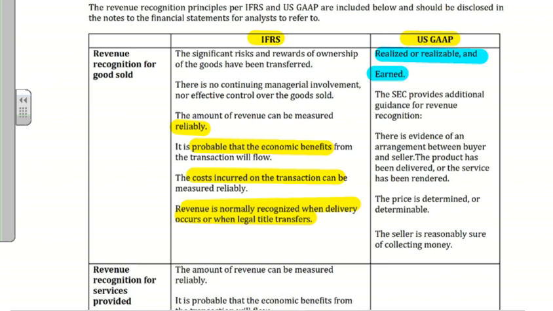The SEC gives a little bit of additional revenue recognition requirements. There's evidence of an arrangement between the buyer and the seller.